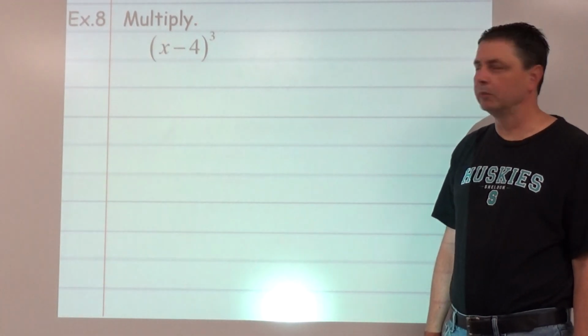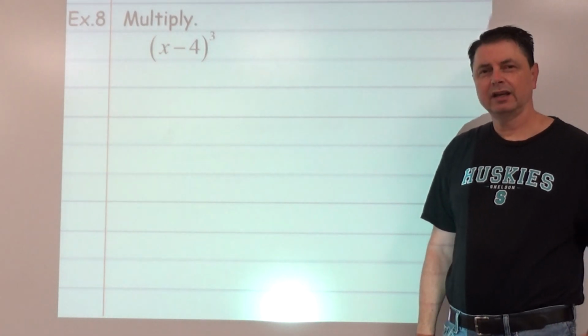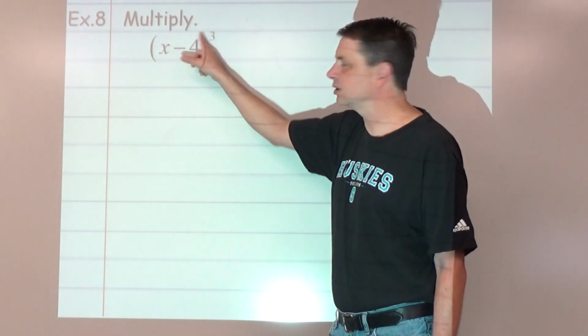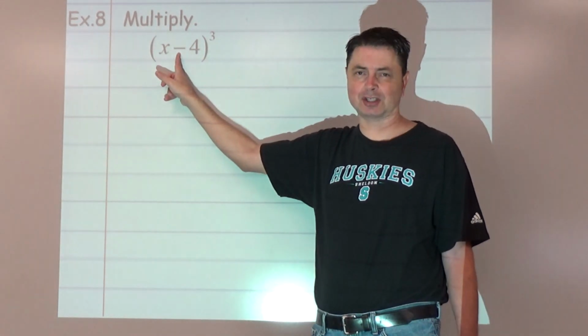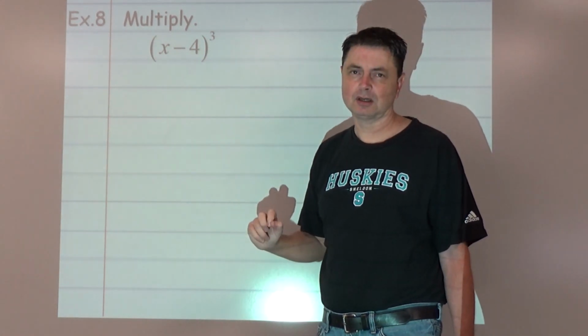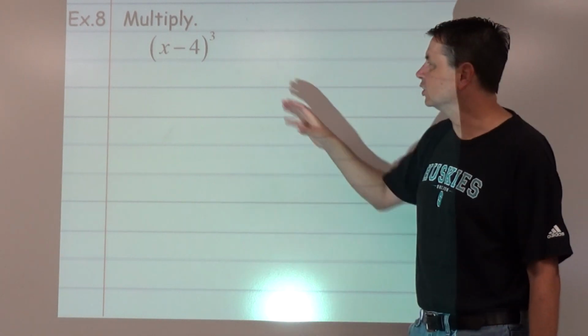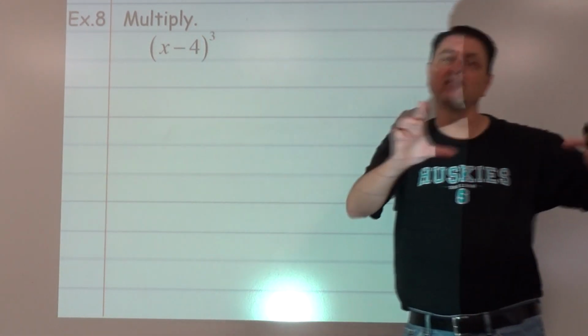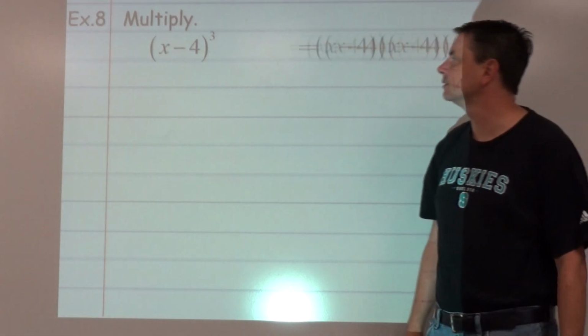Example number 8, multiply. Okay. Now, our exponent properties don't really apply here. We're not allowed to distribute the exponent because there is subtraction inside. It will not work. Okay. So we need to do what cubing means, which means to multiply x minus 4 by itself again.